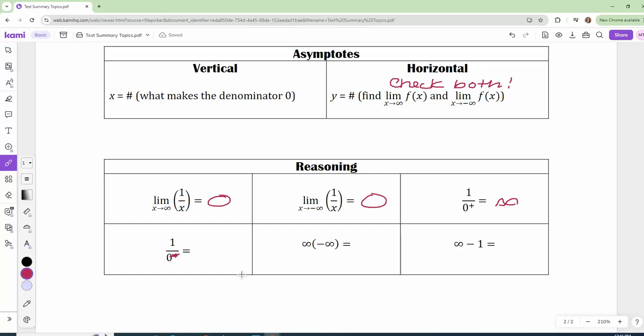If you have a positive divided by a negative, our answer is negative. So it's 1 divided by a smaller and smaller number. A negative infinity times a positive infinity. What about infinity minus 1? Positive. Still going to be approaching infinity, right? It's still really big numbers, but these are not solid math equations. These are reasoning skills.